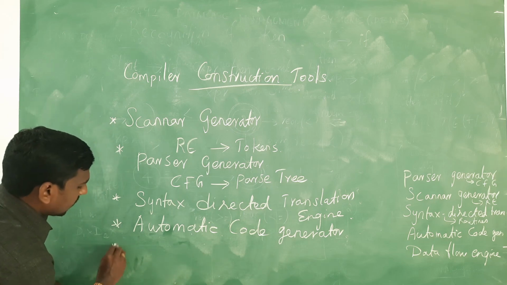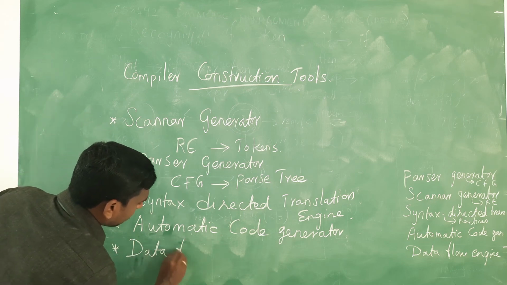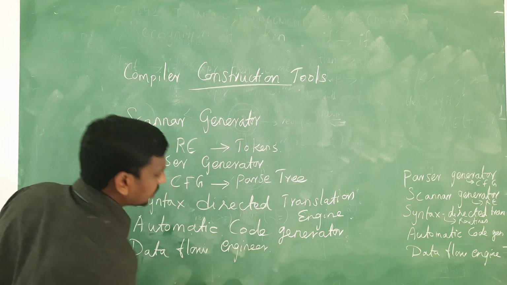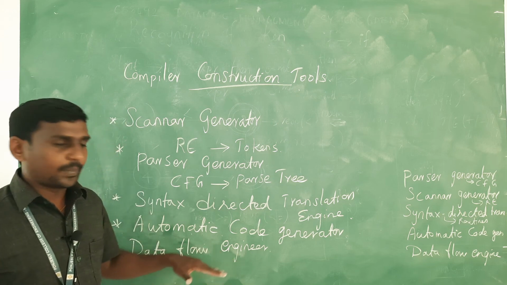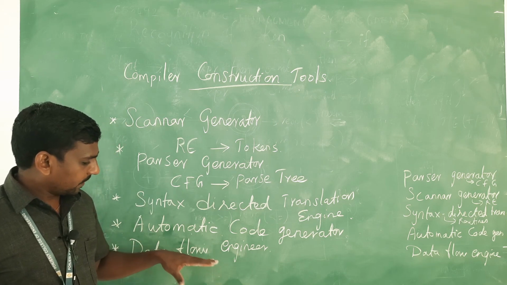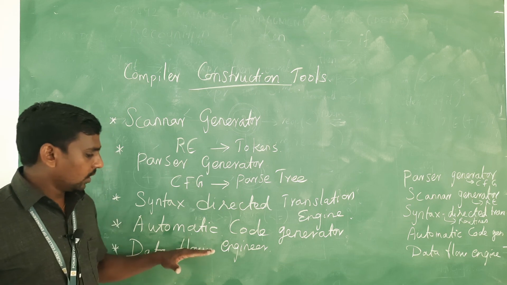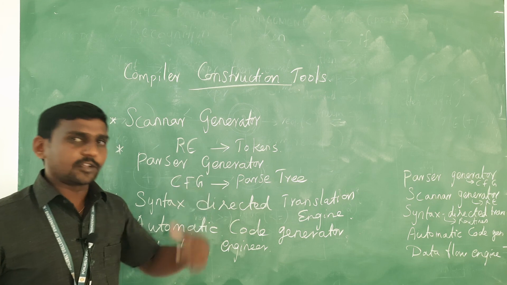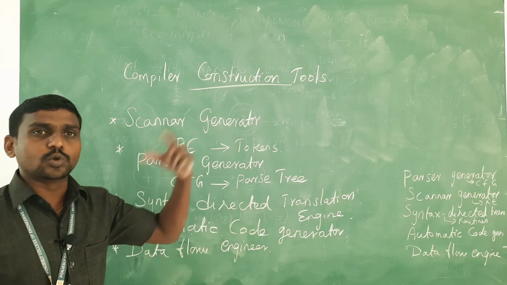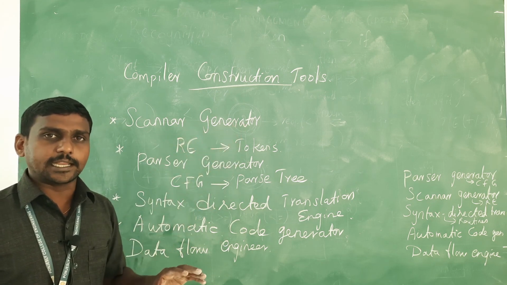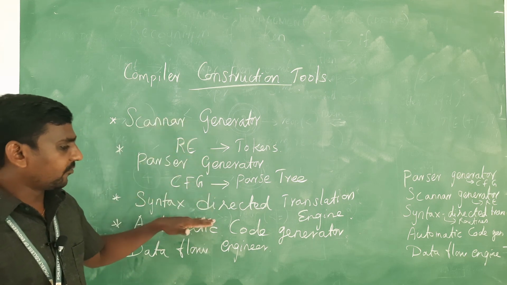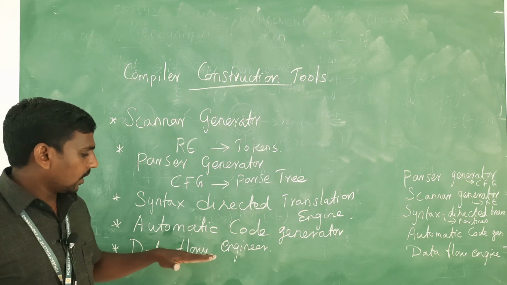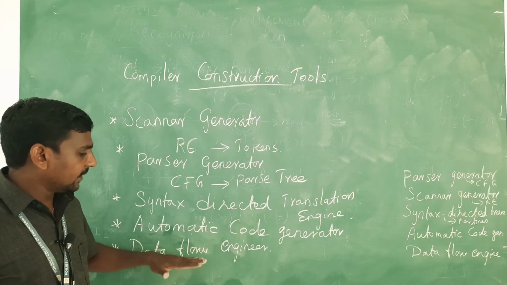And the last tool is data flow engine. This tool is used by the programmer, the compiler developer, because this is paperwork only. That means the programmer will create a flow chart showing where the control goes from one state to another state, or from one phase to another phase. That type of work is done by this tool, and this is a programmer tool, that is only paperwork.